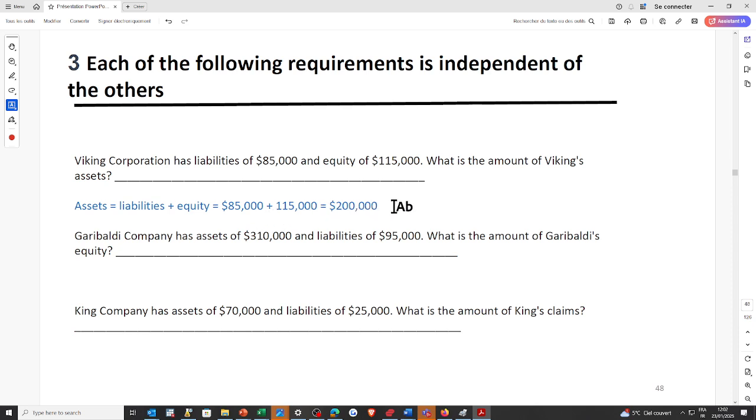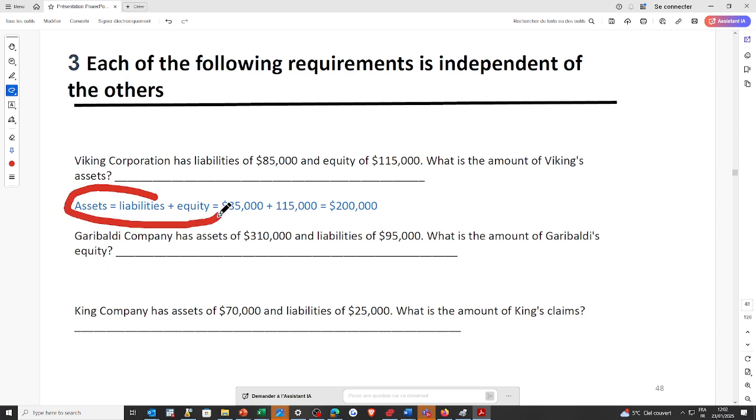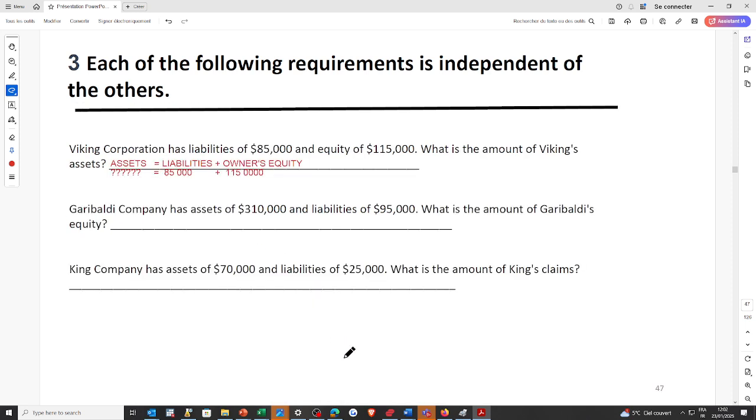The asset of the company should be 200,000. It's the sum of 85,000 and 115,000. Okay, so I think it's clear. This exercise is using the basic accounting equation: assets equal liability plus the owner's equity. Okay, good. So now we go back to the second question here.